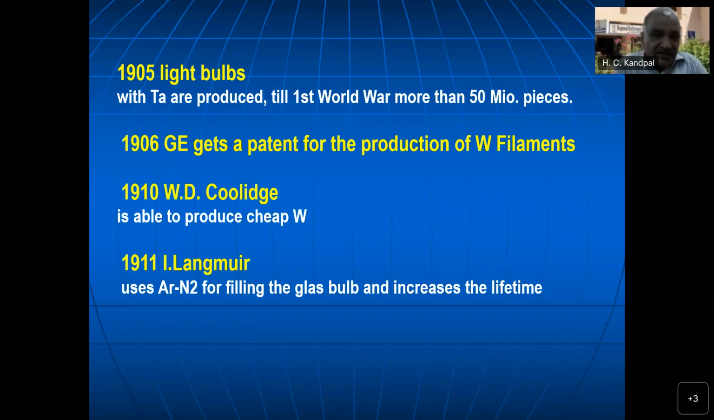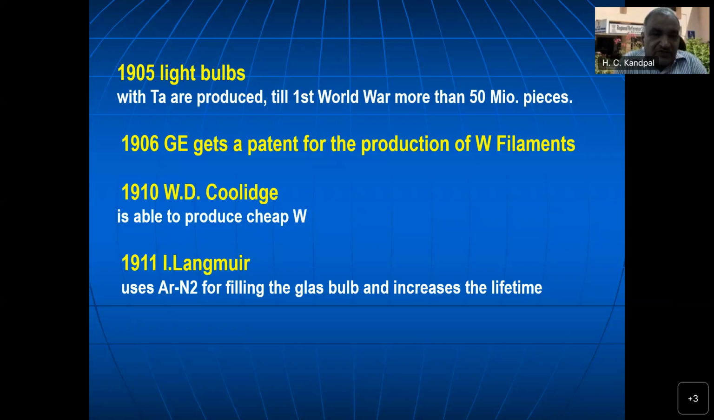So in 1910, W.D. Coolidge was able to produce cheap tungsten. Once a development is made in some direction, the next step is always to reduce the price. And once the price is reduced, it is available for societal use, and poor people can afford it. So that is the direction finally taken, to make the products cost effective.